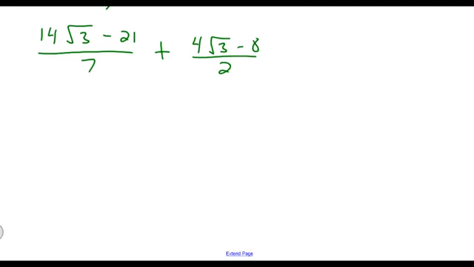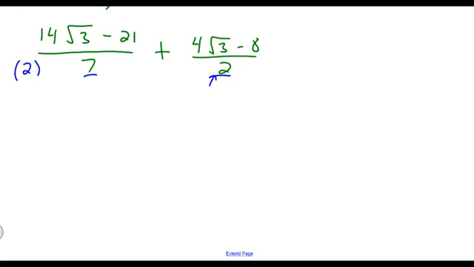But if we are going to add fractions like this, what we need is a common denominator. So I'm going to multiply each side by something so I get the common denominator. What I mean by that is, I need to find a number that 7 and 2 both go into, for my common denominator. Well, that's 14. So let's multiply this side by 2.